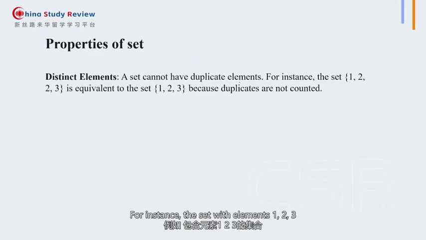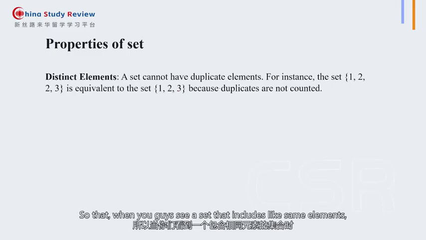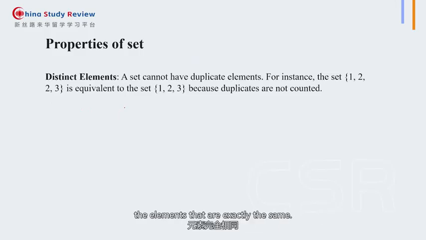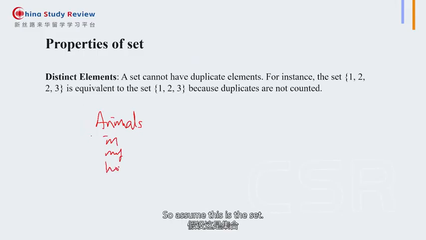For instance, the set with elements 1, 2, 2, 3 is equivalent to the set 1, 2, 3, because duplicates are not counted. So when you see a set that includes the same elements, elements that are exactly the same, for example, I say animals in my house. Assume this is the set, and then I write dog, dog, cat.